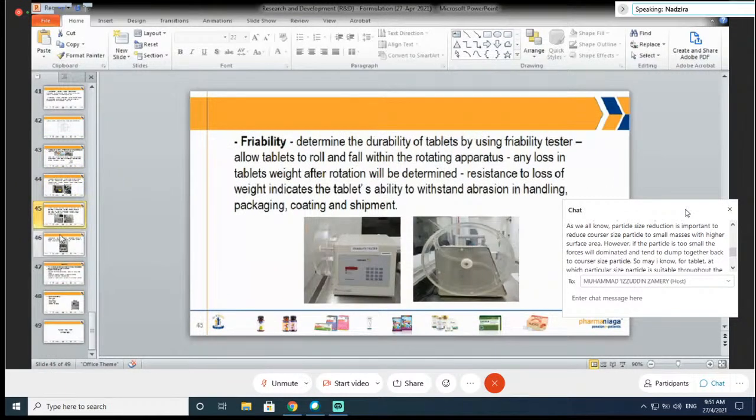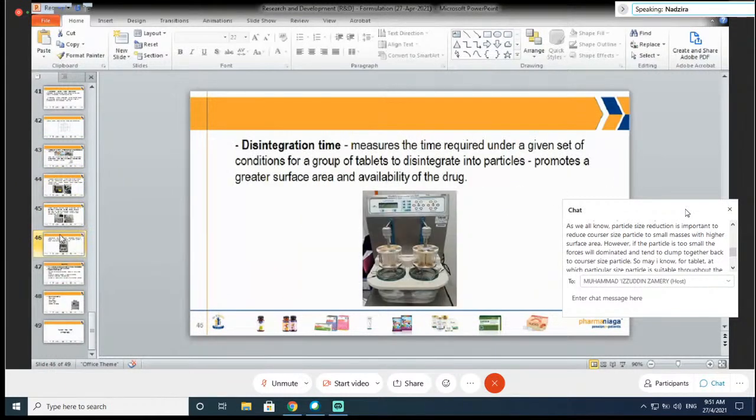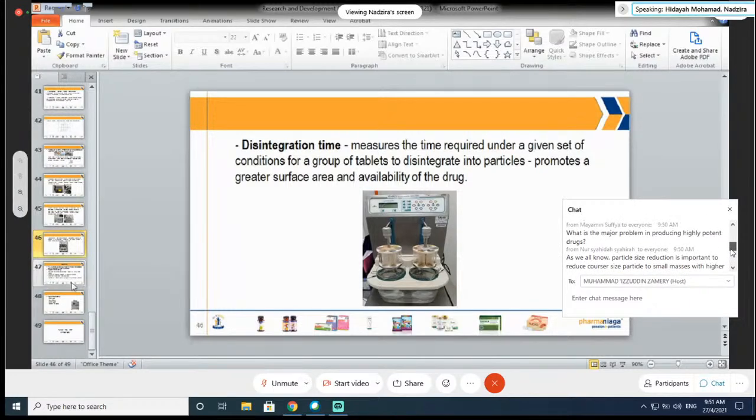Okay, thank you. But yeah, disintegration time. There's another question from Mayamin. What is the major problem in producing highly potent drugs? Highly potent drug. Okay, for high potent, right?